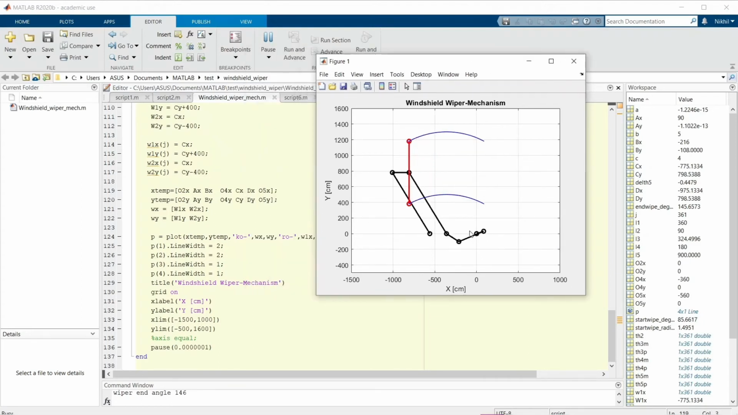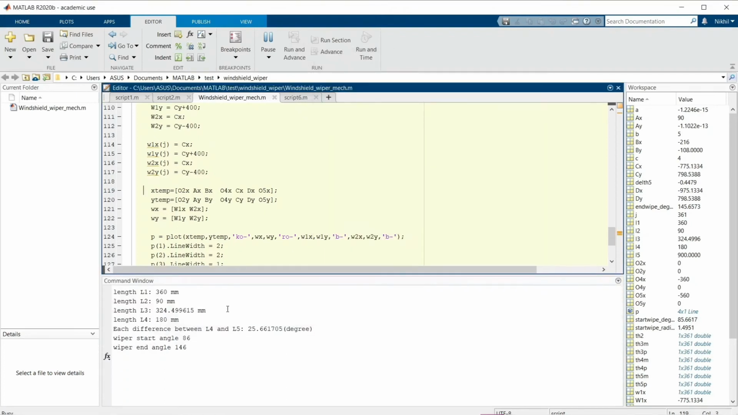The angle to go forward and the angle to come backwards is the same, and we can see the different lengths and wiper start angle and wiper end angle in the simulation in the command window.